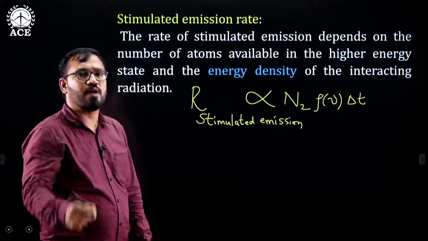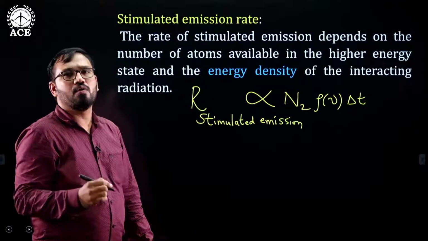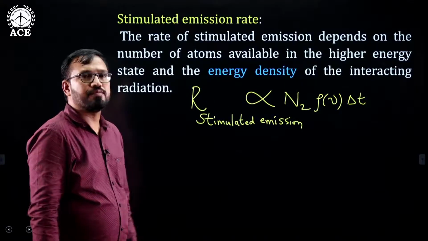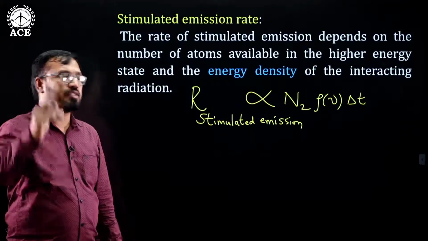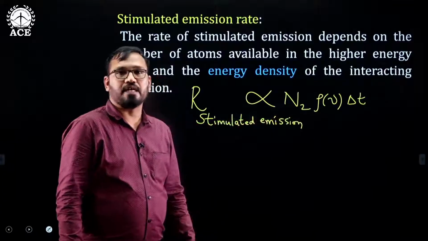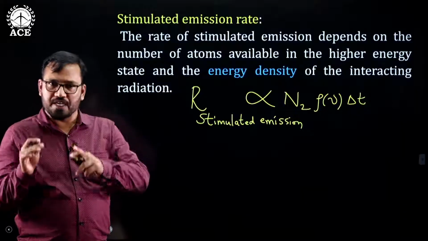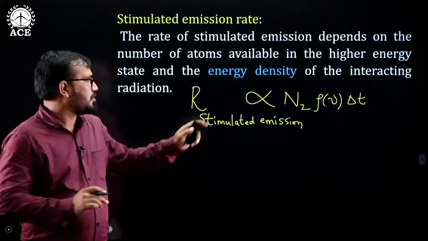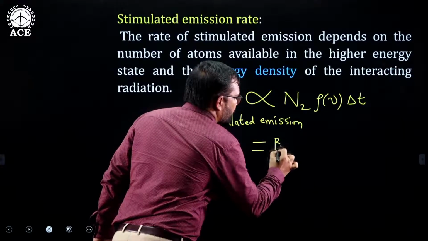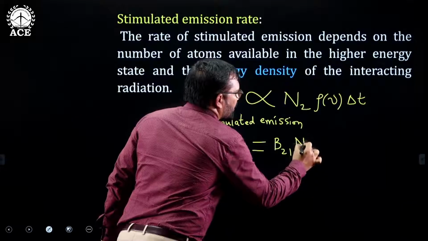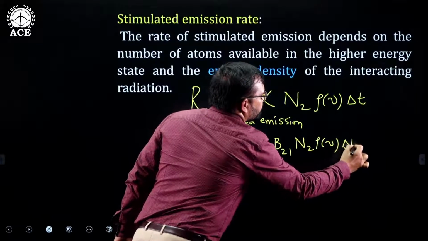N2 is nothing but the number of atoms in the E2 level. Why the E2 level? Because atoms are coming from the higher energy level to the lower energy level, so you have to write N2. What is rho nu? Photon density, the number of photons which interact with the atoms in the higher level. What is delta T? Transition time. We have to maintain the same transition time for stimulated absorption, spontaneous emission, and stimulated emission. So once we remove the proportionality, what do I get here? One constant, that is B21, the proportionality constant, times N2, rho nu, and delta T.